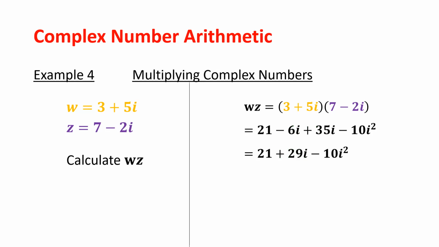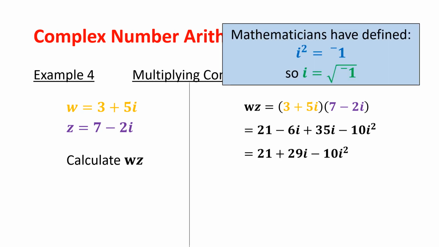Now let's turn our attention to the i squared. And remember, in this whole process of complex numbers, mathematicians have defined i squared to be negative 1. That's the key part of complex numbers. i squared is equal to negative 1. So what we can do is take i squared as negative 1 and replace this i squared with negative 1. Now don't go minus 10 minus 1 because it's minus 10 times i squared. So it's going to be minus 10 times negative 1.